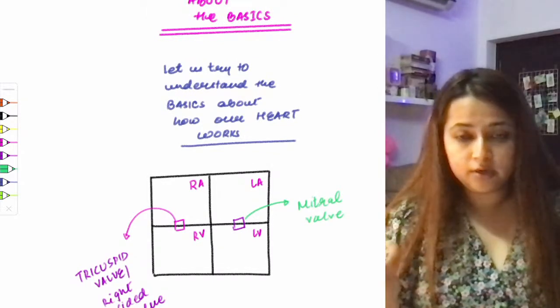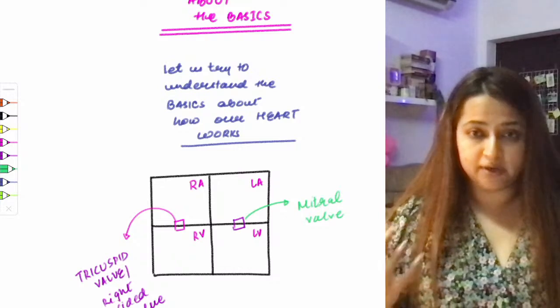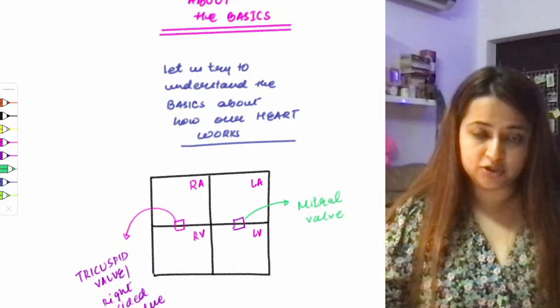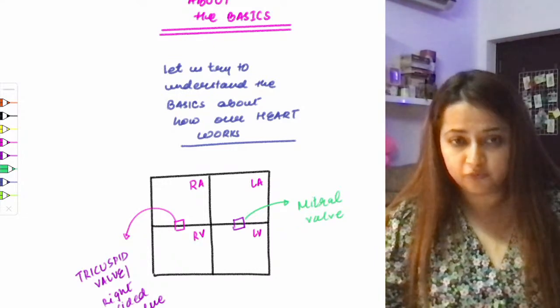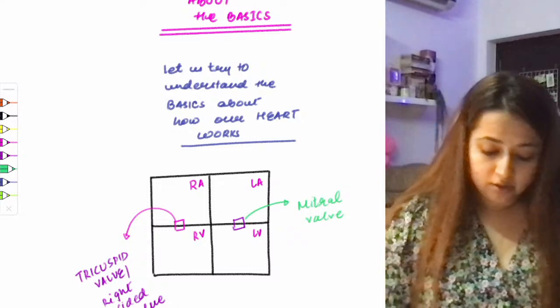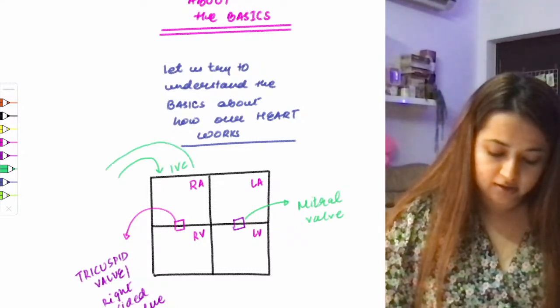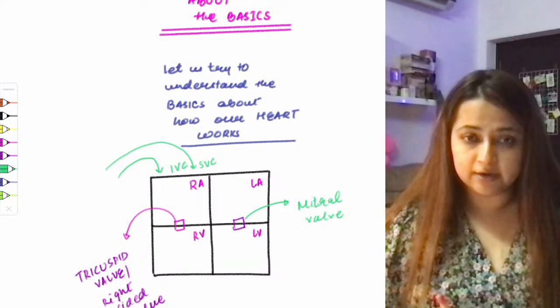Now, from where does the blood come into the right atrium? Someone has to bring the blood to the right atrium so that the blood can be pushed from the right atrium to the right ventricle and hence into the further circulation. Okay, so IVC, that is inferior vena cava, as well as SVC, they pour the blood into the right atrium.